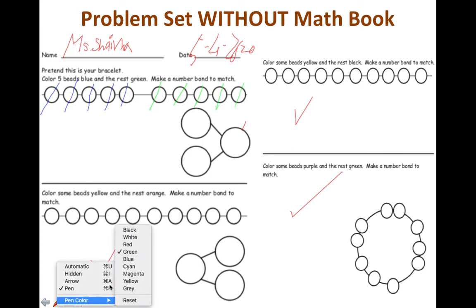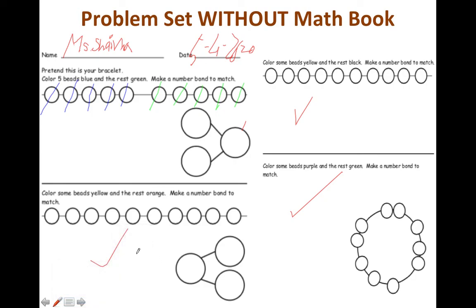So now let's go back to red. Now let's count how many beads I have altogether to find the whole. I have 1, 2, 3, 4, 5, 6, 7, 8, 9, 10. I have 10 beads altogether. And remember, the story said I have to color 5 blue, so I colored 5 blue, and the rest, which is 5, I colored green. So I know 5 and 5 makes 10.